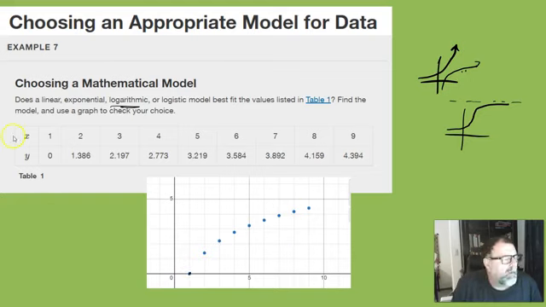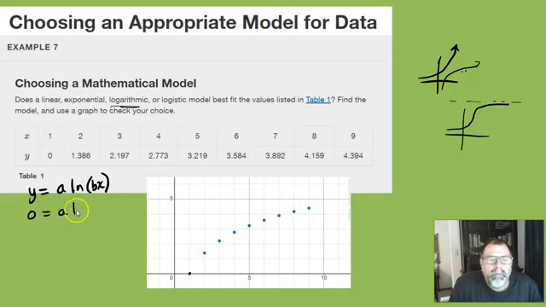Okay, so let's write down a basic log function. So let's start with y equals a natural log of bx. And let's put in some points. So we have 1, 0. So if we plug in 1, 0, so y is 0, x is 1, so 1 times b is b, and then you can divide by a, so we got 0 equals ln of b, and then what does that give us?